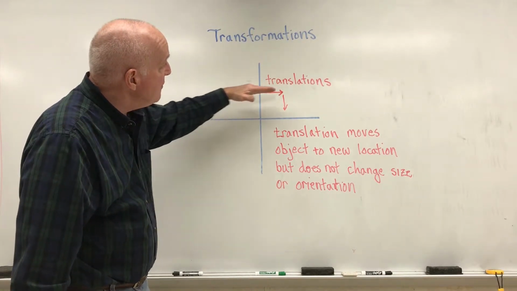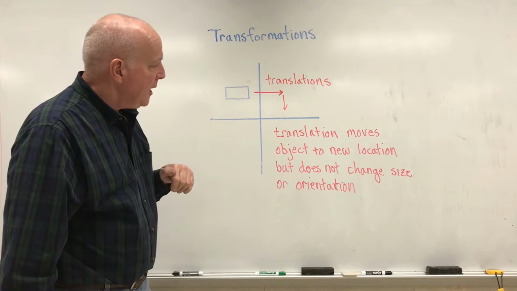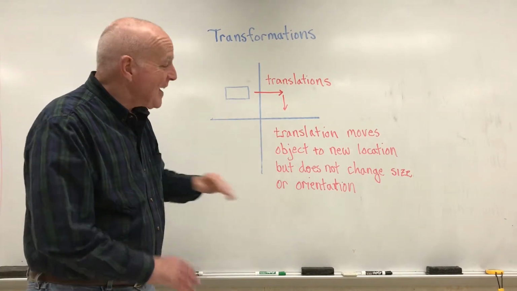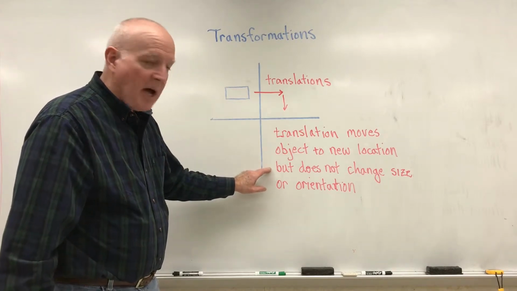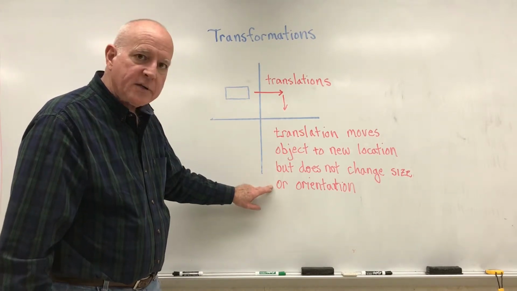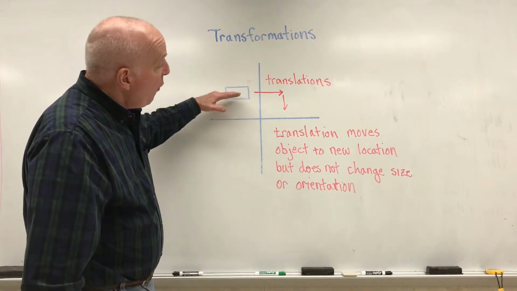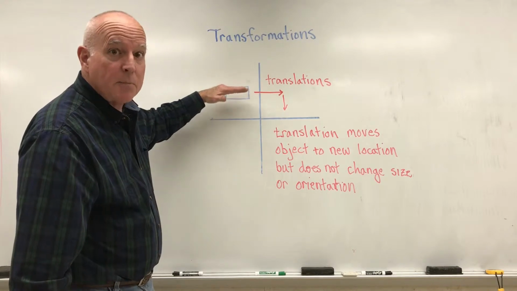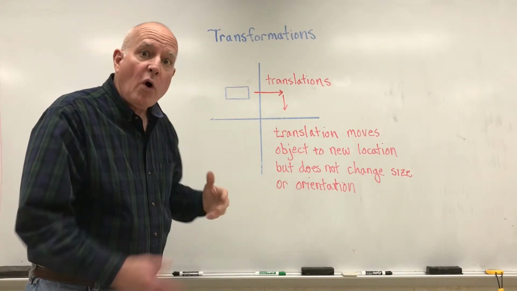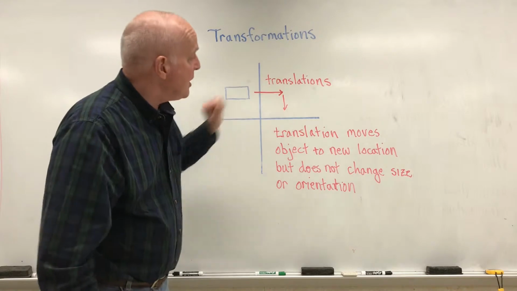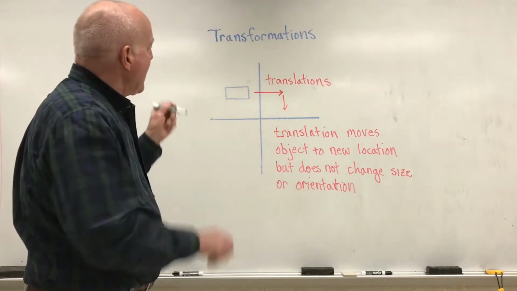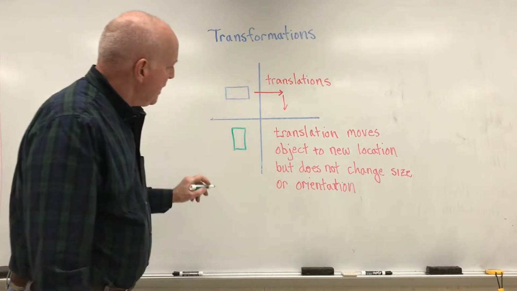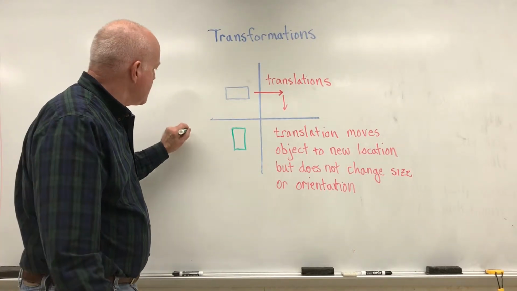All that means is we're moving it on the coordinate plane, and this translation moves the object to a new location, but it does not change the size of the object or the orientation of the object. So in this case, wherever I move to, the rectangle will still be oriented in the same position. If we want to change the orientation of the object so that I take my rectangle and turn it into this, that would be called a rotation.